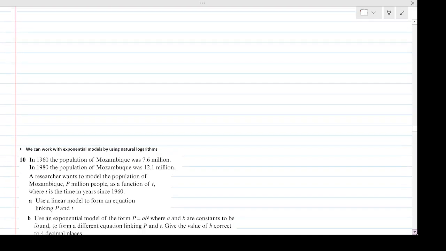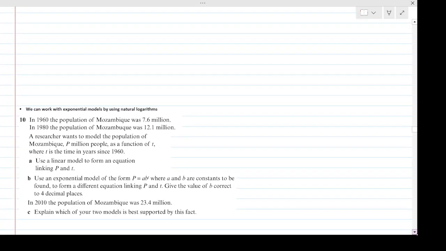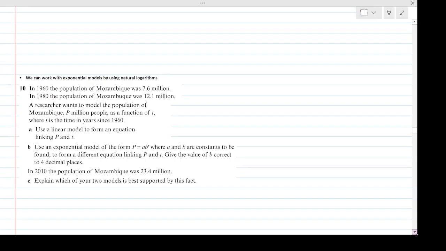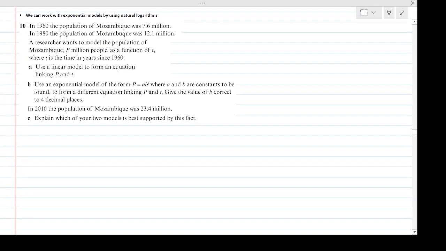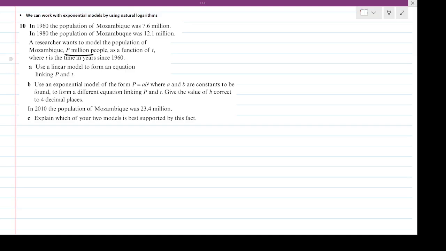Okay, so we're going to look at modelling questions now. And so actually, now that we've got the theory of the logs and how we can solve equations and stuff using logs, we can actually solve more detailed exponential modelling questions now. So here, we're told in 1960 the population of Mozambique is 7.6 million, and in 1980 the population is 12.1 million. The researcher wants to model the population, P million people, as a function of t, where t is time in years since 1960, right?